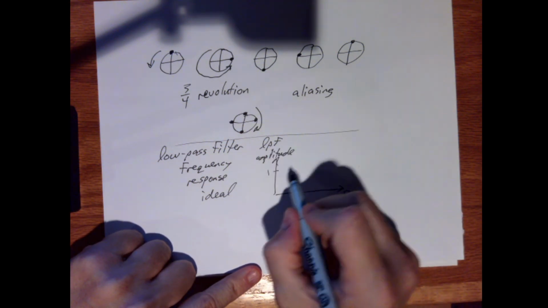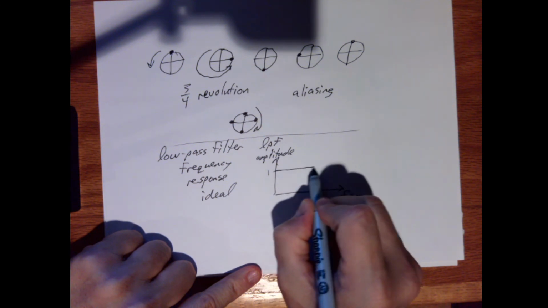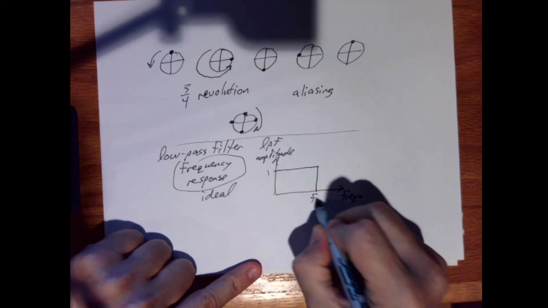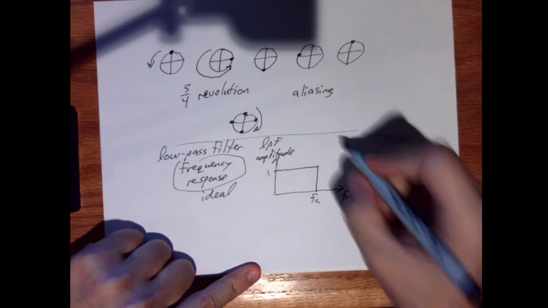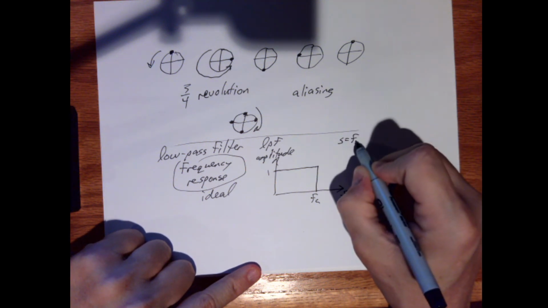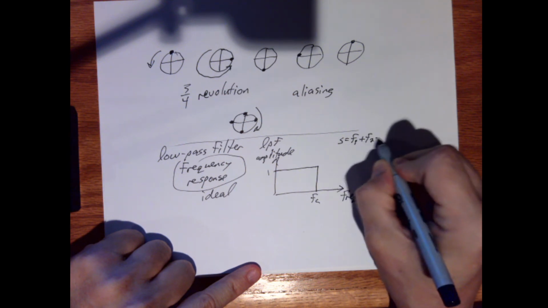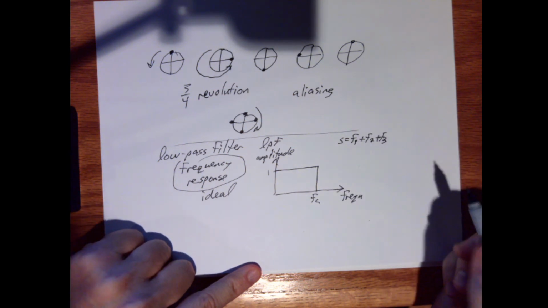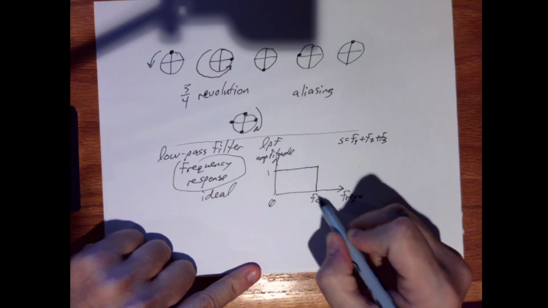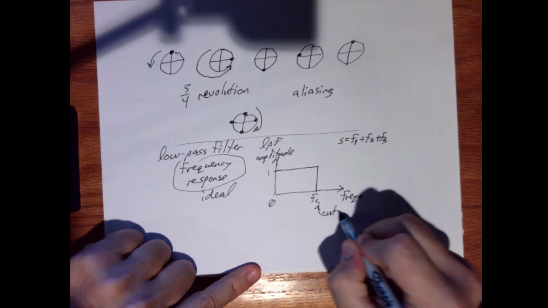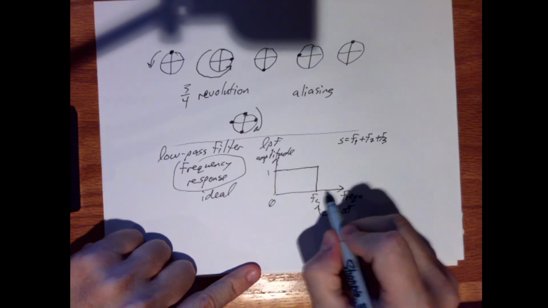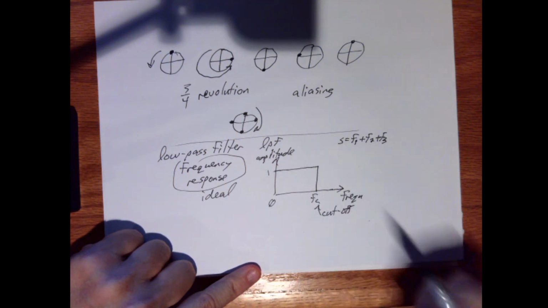So when we're talking about a low-pass filter, it has a frequency response that looks like this. So what it says is that if I have a signal, S, which is composed of frequency F1 plus F2 plus F3, well then for those that are between 0 hertz and F sub C, the cutoff frequency, they get multiplied by 1. And for anything to the right of FC, it gets multiplied by 0.